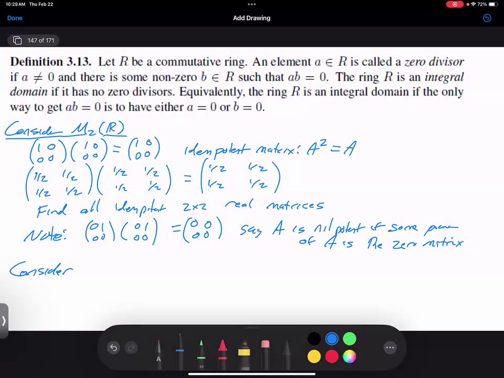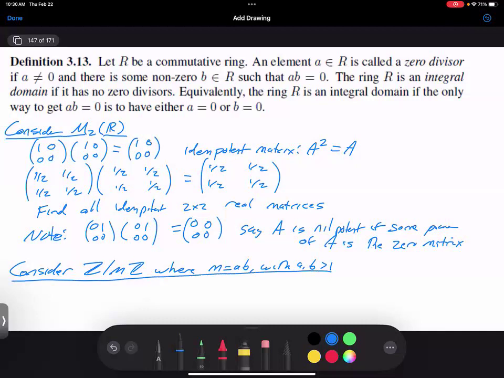Yeah, clock. When in doubt, your go-to example should be the integers, the clock groups, matrices. Try it on these. So consider Z mod MZ, where maybe M equals A times B, with A, B greater than 1. So do you think a clock group with a composite number of hours has zero divisors?